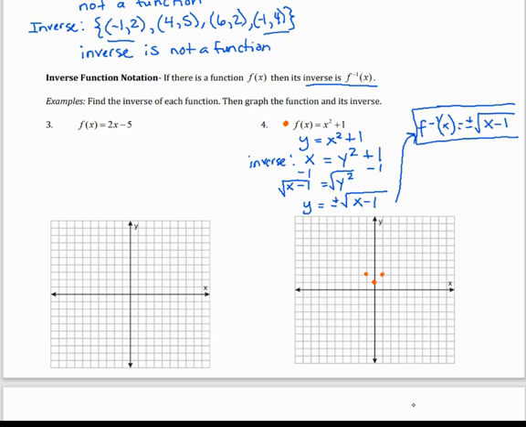And from my vertex, we'll go up 4 over 2. And then we will connect. So there was the original function. This was function f of x. Now we're going to go graph the inverse.